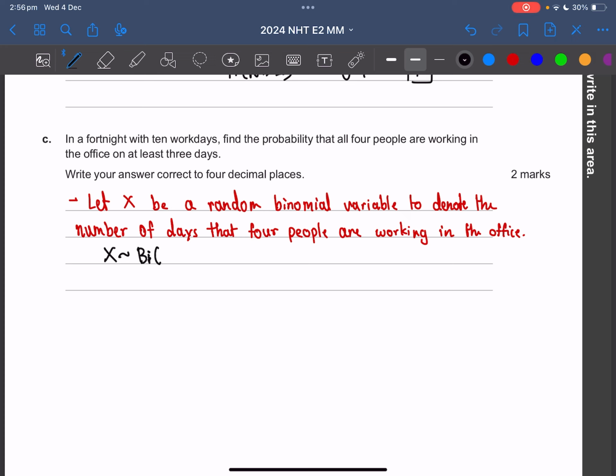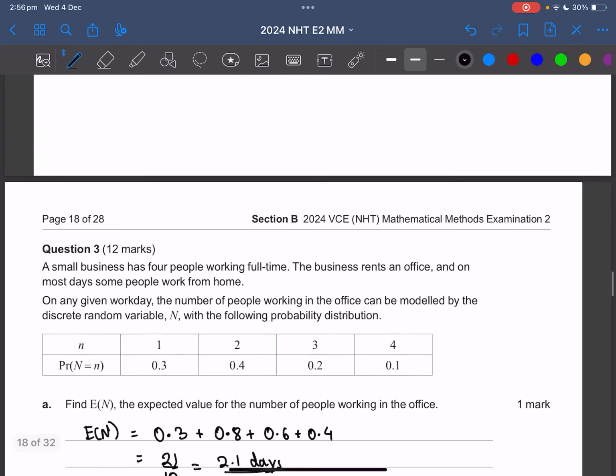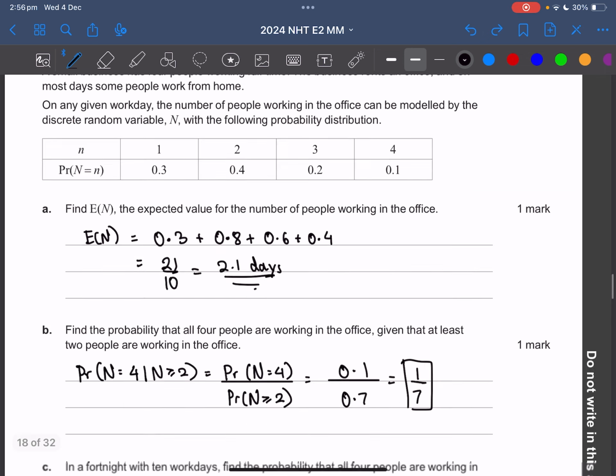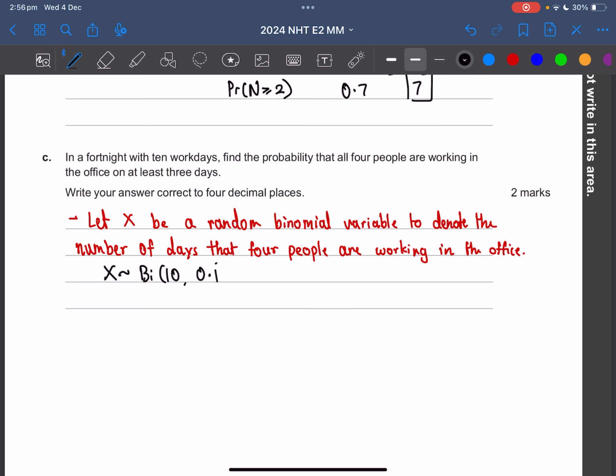What is our number of trials? So the syntax for this is going to be x binomial n comma p, where n is the number of trials. So we have 10 working days, so that is going to be our number of trials. And what is the probability that all 4 people are working? 0.1. So our probability is 0.1. So now we are finding the probability that x is greater than or equals to 3 because we are finding the probability that all 4 people are working in the office on at least 3 days, right?